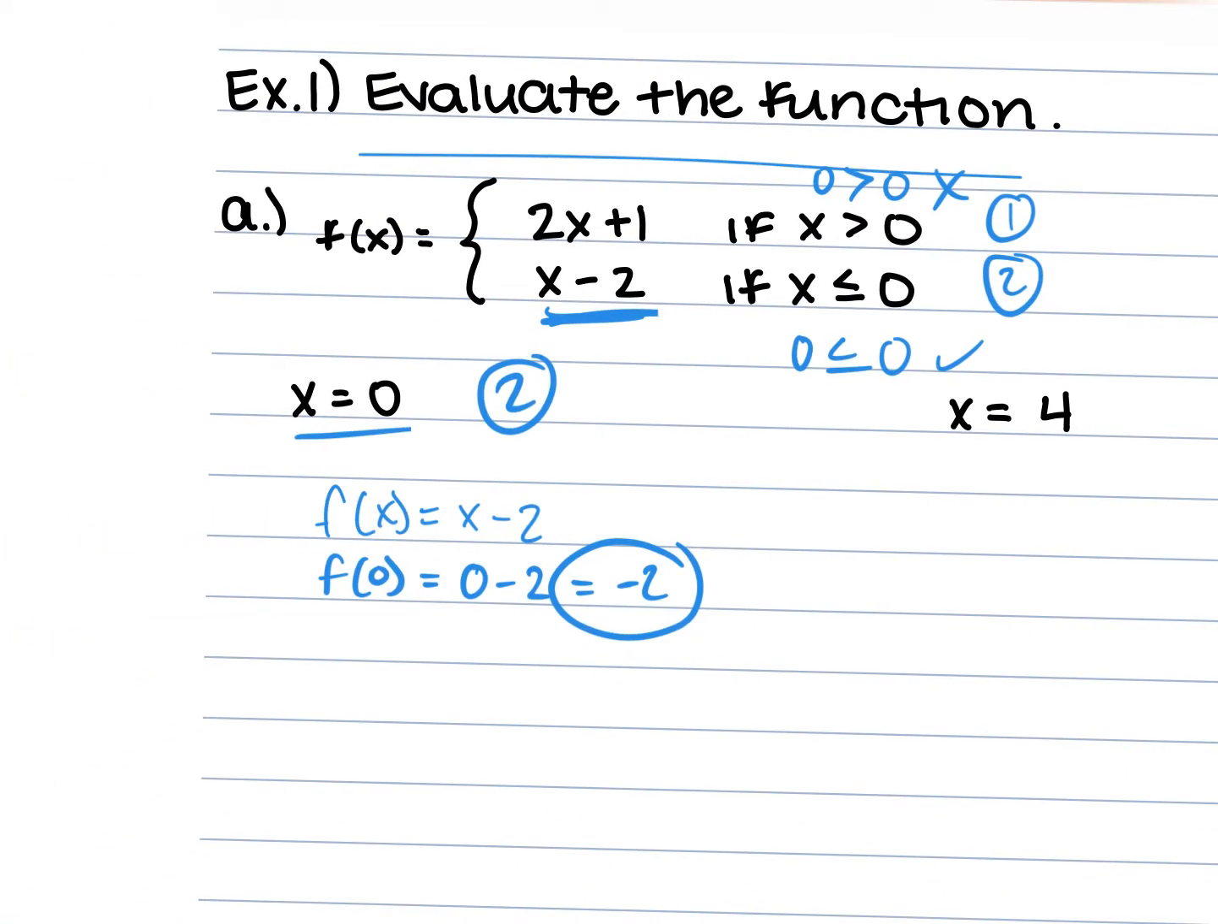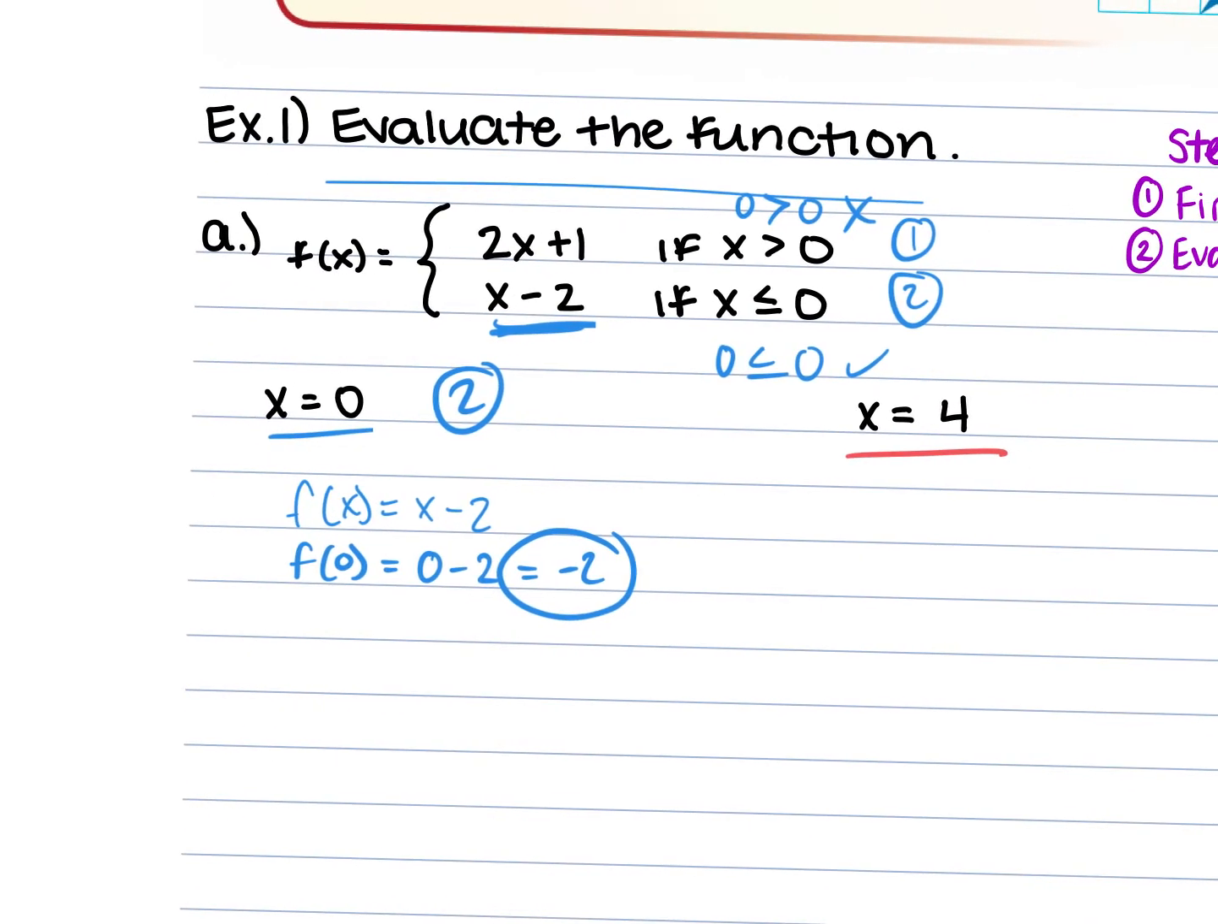If x was equal to 4, okay, if I were to replace x with 4, guys, which category would it belong to? Would it belong to piece 1 or piece 2? Melanie? Piece 1. Why? Very good. 4 is bigger than 0. It's not less than or equal to 0. Do you guys see that? So when x is 4, we're no longer dealing with piece number 2. We're dealing with piece number 1. So put a 1 next to it.